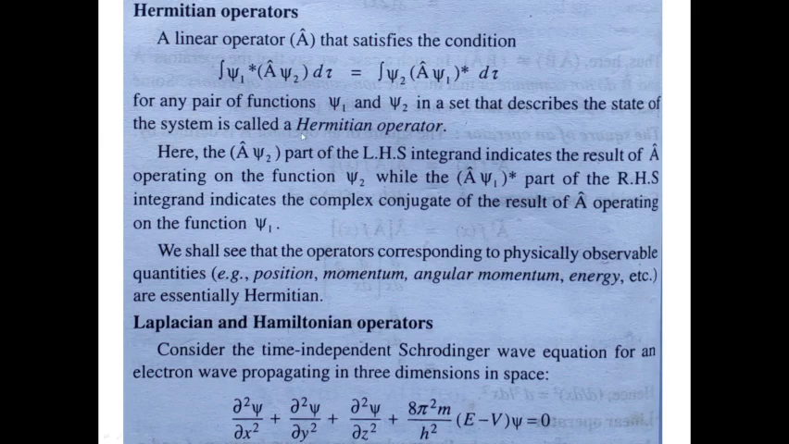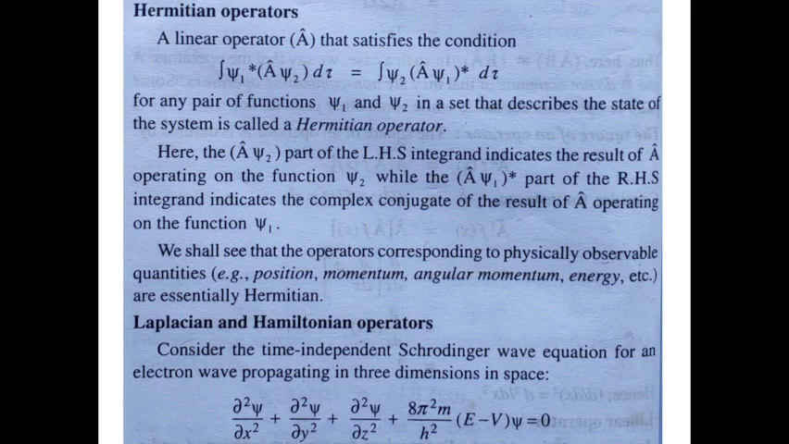Here, for any pair of functions psi 1 and psi 2 in a set that describes the state of the system, the operator is called a Hermitian operator. So psi 1 and psi 2 are the two wave functions that define the set of the system. The A operator acting on psi 2 in the LHS integrand indicates the result of the A operator operating on the function psi 2, while the A operator acting on psi 1 whole star in the RHS integrand gives the complex conjugate. That's what I told you. In the next slides you will understand it more properly.